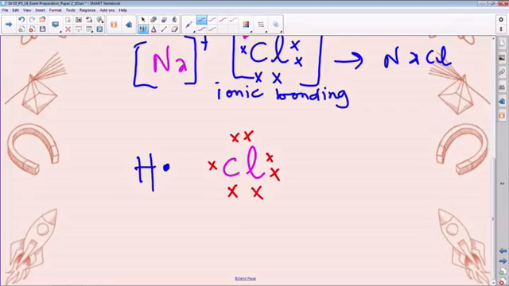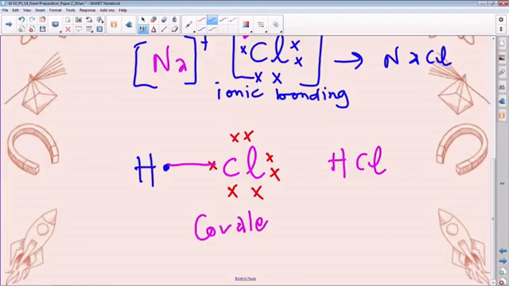So what is going to happen in this case? Basically, we're saying that these two will share that single pair of electrons. Now, hydrogen has a structure similar to that of helium, whereas chlorine has a structure similar to that of argon. So in this case, we get our HCl. So this is typically covalent bonding.